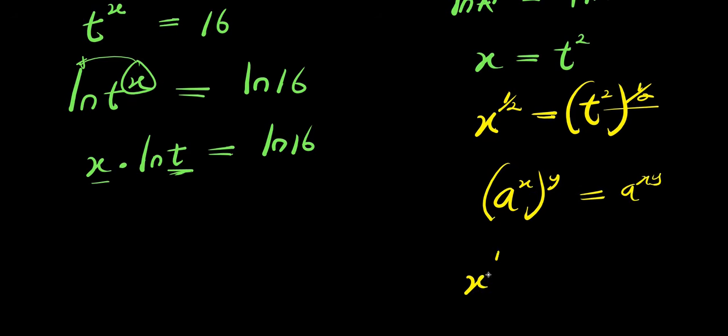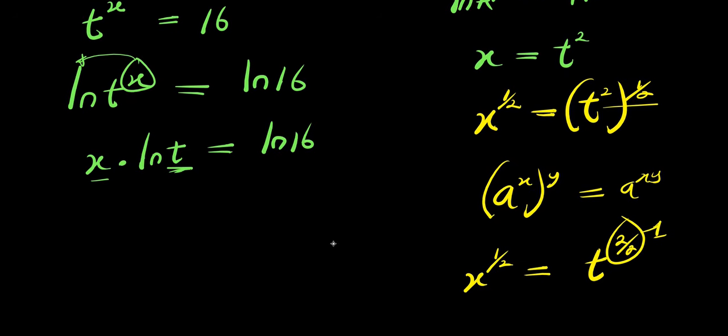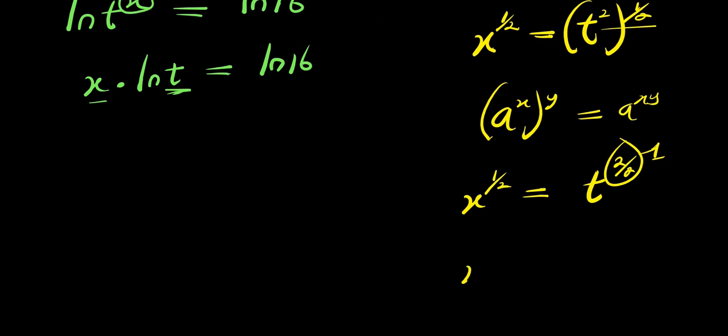So we'll have x power 1 over 2 equals t power 2 times 1 over 2. This is 2, and we have divided by 2. And 2 divided by 2 is 1. So what I will have here is simply x power 1 over 2 equals t. So x power 1 over 2 equals t. That means I'm going to replace this t here with x power 1 over 2.